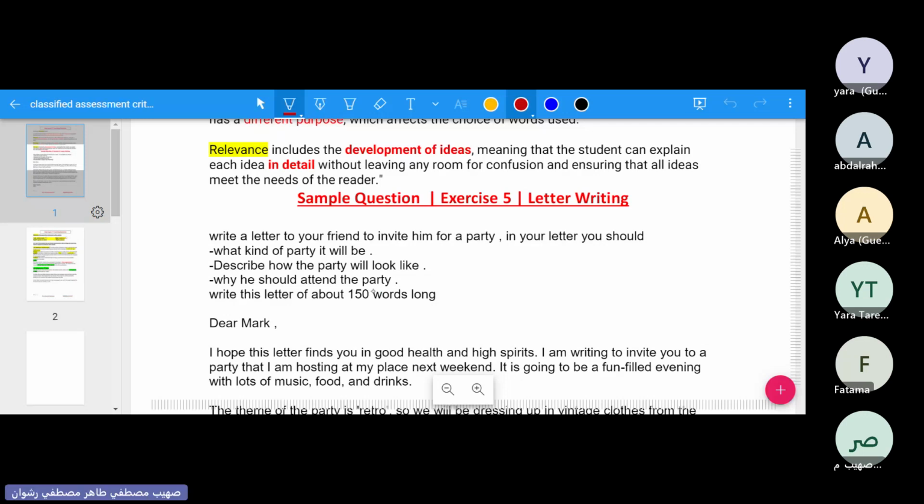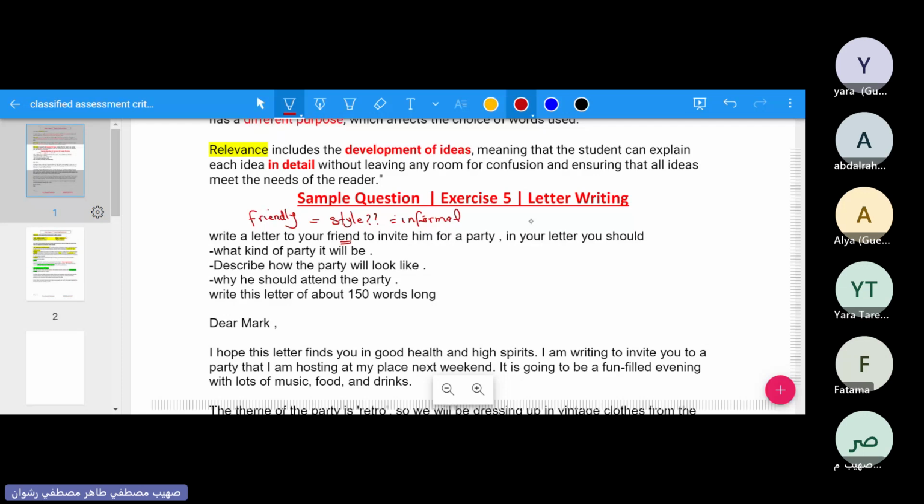What are the requirements here? Number one, who is the audience? The reader is your friend. So what style should we use? Informal. Exactly. So my style must be what, Shabab? I must use informal style because I'm writing to my friend. So I should use the friendly register or the friendly style.